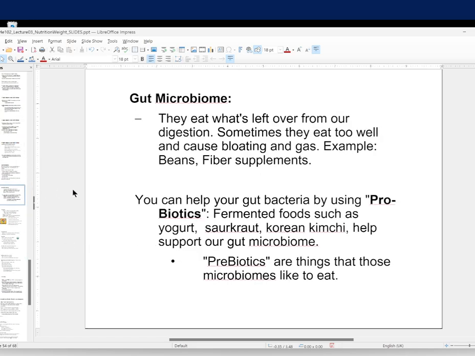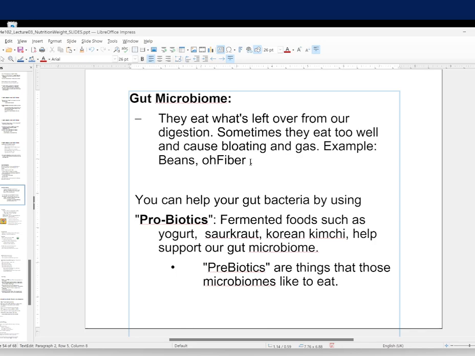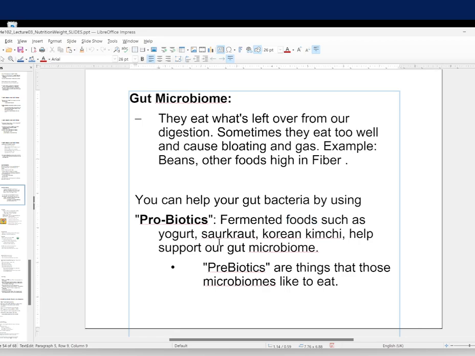So how do you have a healthy gut microbiome? You want to give them things to eat, and that's what the probiotics are all about. So beans and fiber, foods high in fiber, other foods high in fiber, and also fermented foods. So fermented foods actually contain the bacteria, some of the bacteria that you want. Not all of it, but some of it.